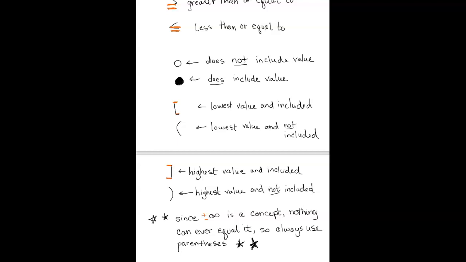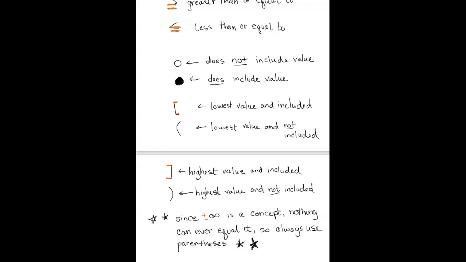We always use parens whenever we've got an infinity involved, whether it's a negative infinity to positive infinity, or a negative infinity to some value, or a positive value to positive infinity. We have parentheses with our infinities because it's a concept, not an actual value.